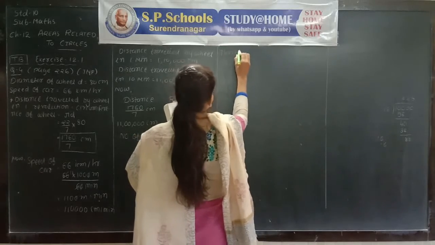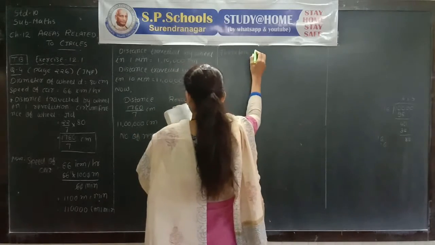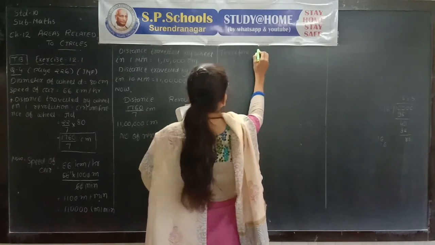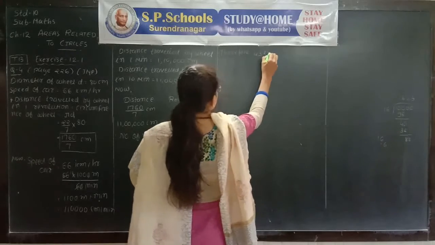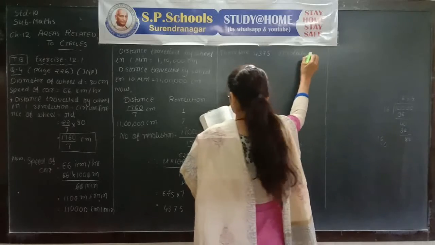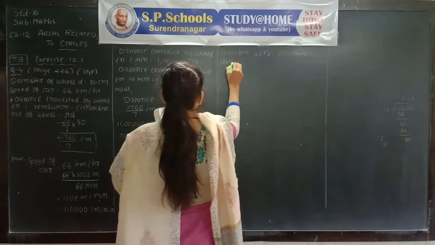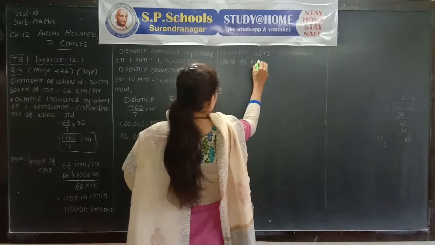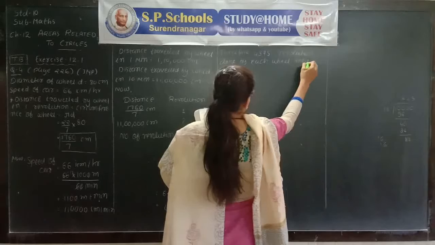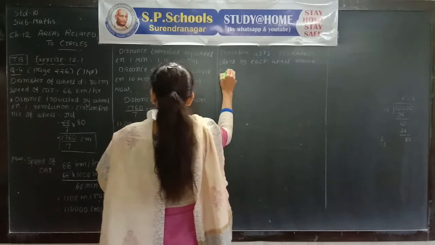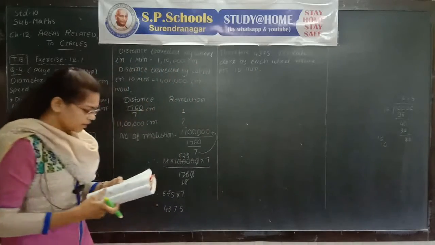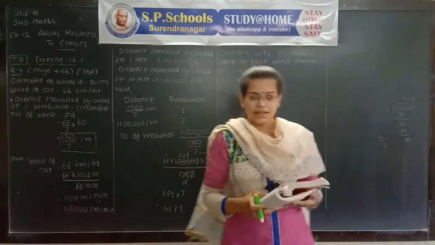Therefore, 4375 revolutions are done by each wheel in 10 minutes. Hence question number 4 is completed here.